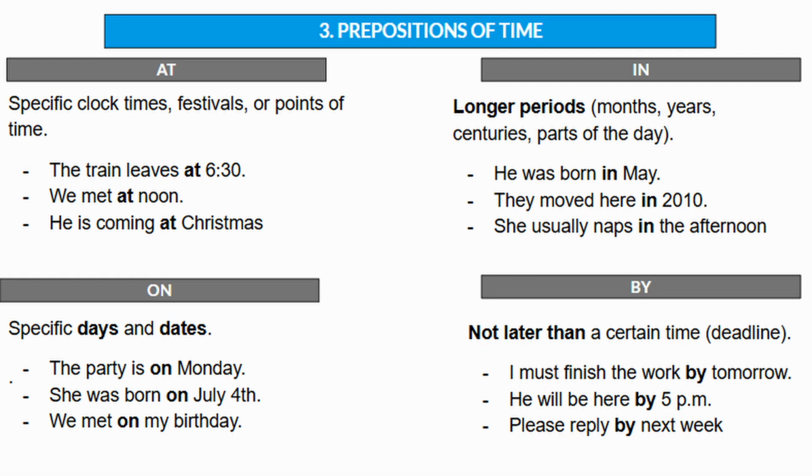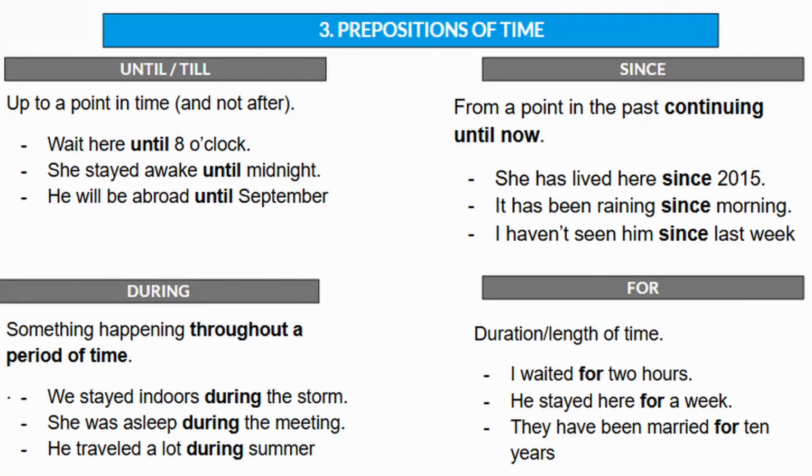He will be here by 5 p.m. means not 6 but 5. Please reply by next week. So you get it. This "by" is also a preposition of time. We also have "until," which means up to a point in time and not after.